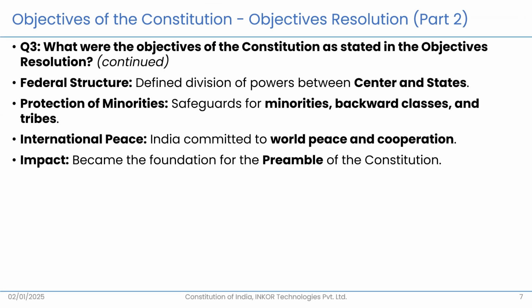The Objectives Resolution also outlined India's federal structure, defining how power would be shared between the central and state governments. This helped balance national unity with regional autonomy. Another key aspect was the protection of minorities, ensuring safeguards for backward classes, tribal communities, and religious minorities. These provisions laid the foundation for fundamental rights in the Constitution.